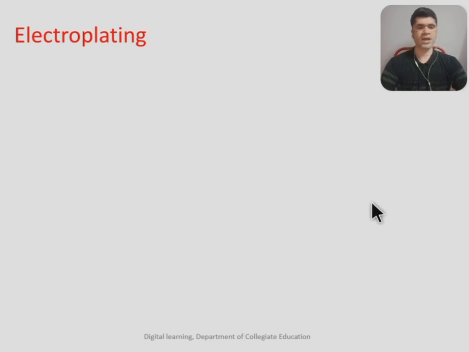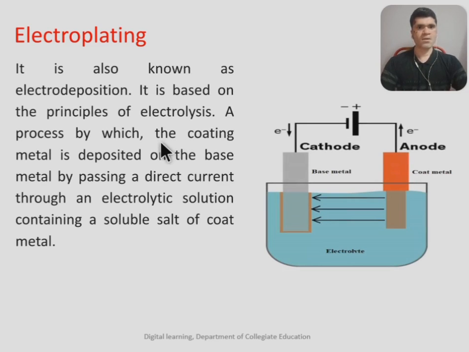So next we will move to electroplating. It is also known as electrodeposition. It is based on the principle of electrolysis, a process by which coating metal is deposited on the base metal by passing a direct current through the electrolytic solution containing a soluble salt of the coat metal. So if this is copper and this is zinc, this is copper sulfate solution. So now the anode is made of the coat metal and the cathode is the base metal.